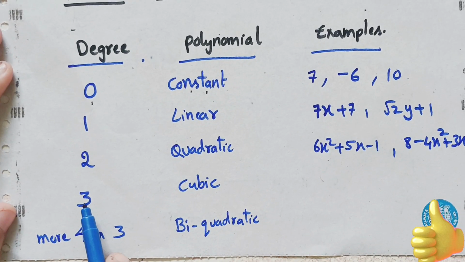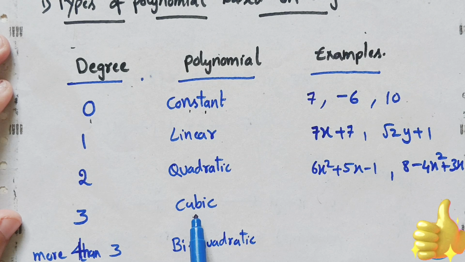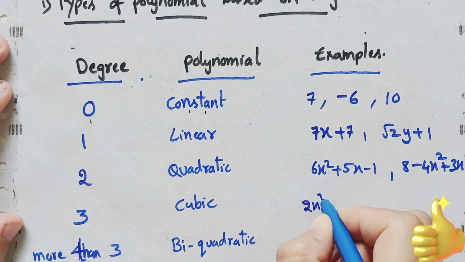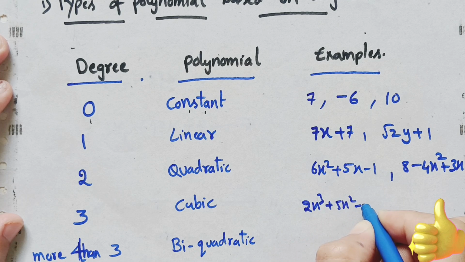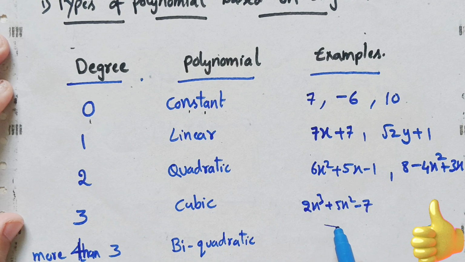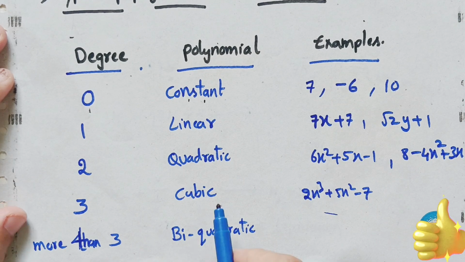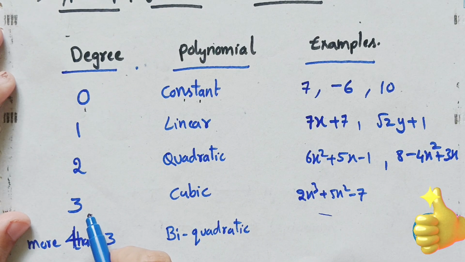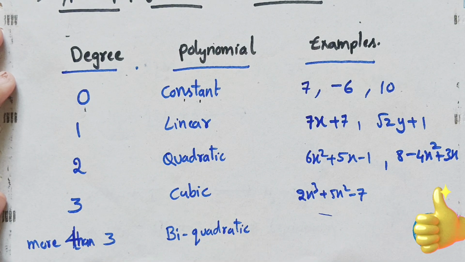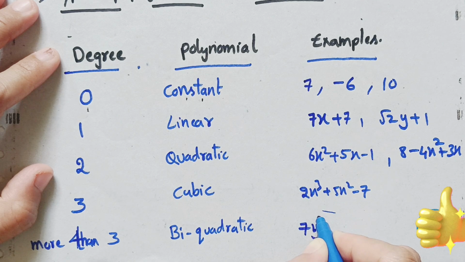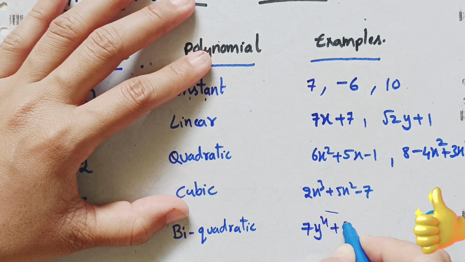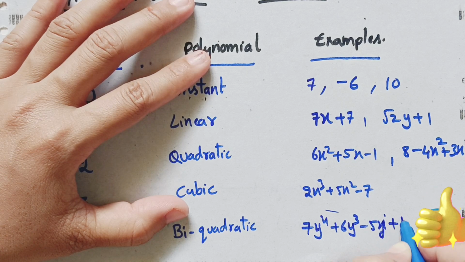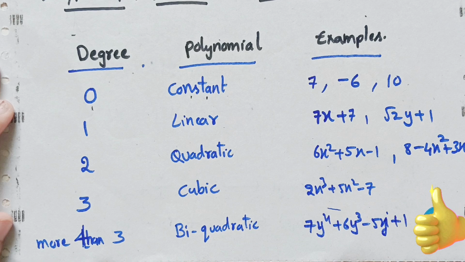If a polynomial has degree 3, then we call it a cubic polynomial, and the example for this is 2x cube plus 5x square minus 7. So this is the example of cubic polynomial. If I have more than degree 3, then we call it a biquadratic polynomial. Okay, let's see the example. 7y power 4 plus 6y cube minus 5y plus 1. So this is the example of biquadratic.